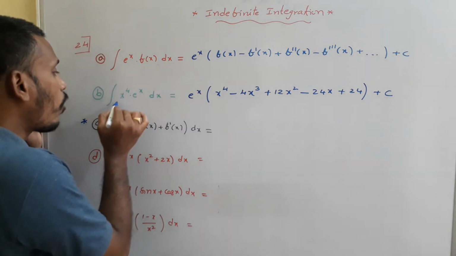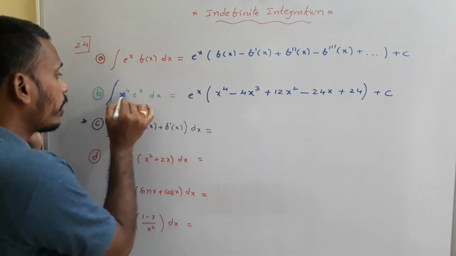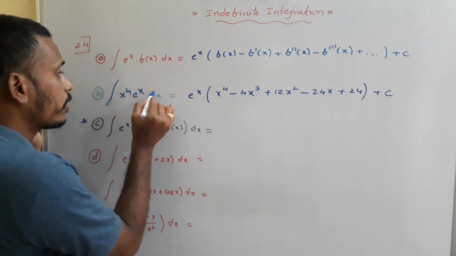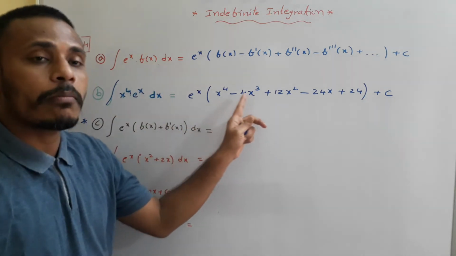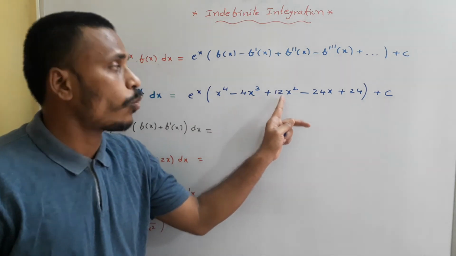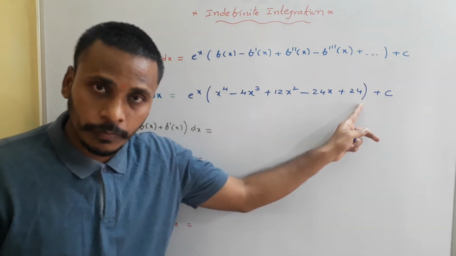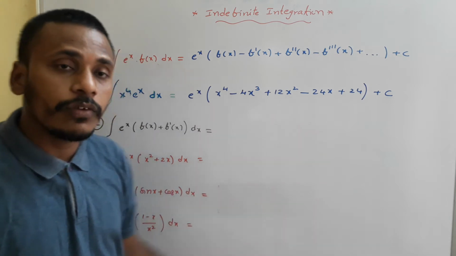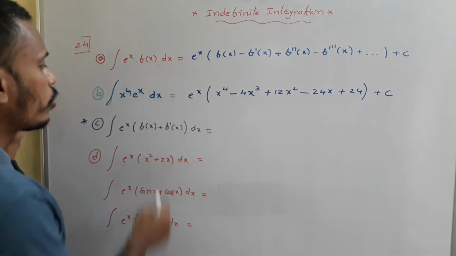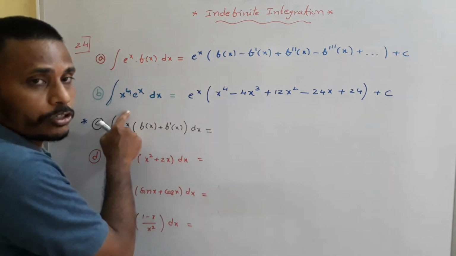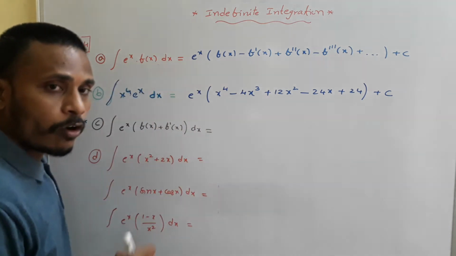So integral of x power 4 e power x dx. Its answer is simply e power x into x power 4 minus 4x cube plus 12x square minus 24x plus 24. Alternate plus minus signs along with differentiation of the previous function each and every time. So this is one way to answer these type of questions, integral of e power x into f of x dx.